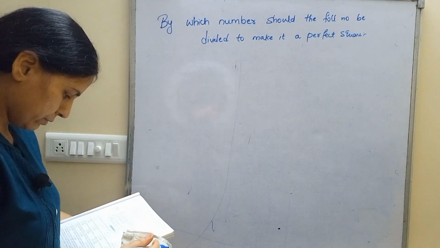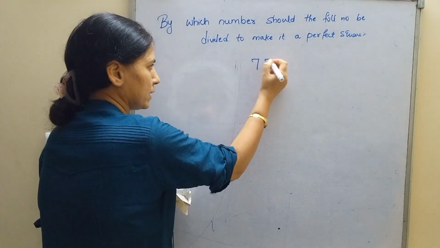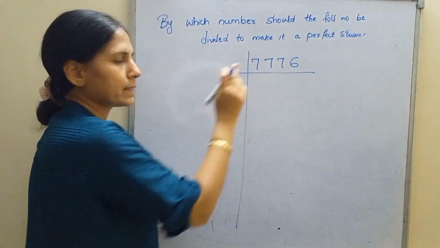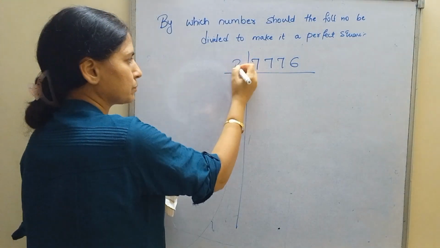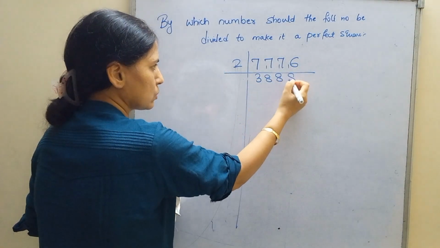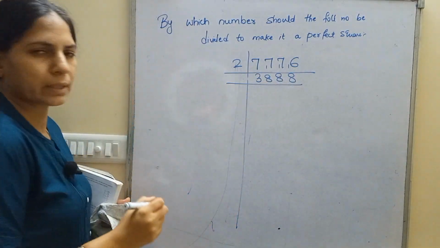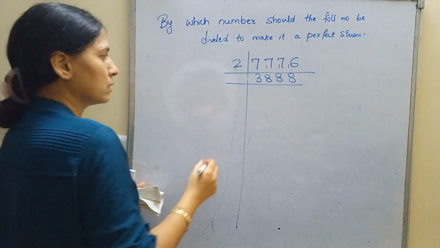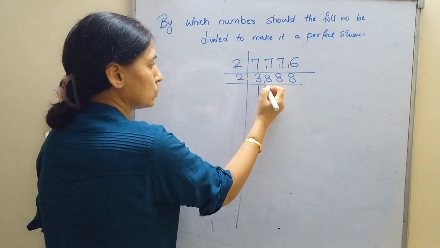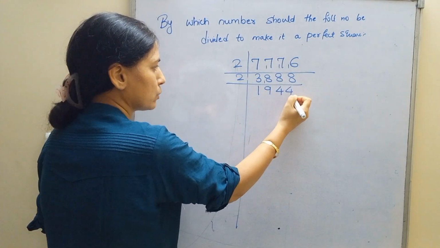Let's take a tougher one: 4 5 776. Okay, this number is divisible by 2. 2 3s are 6, 2 8s are 16. Okay, again it has to be divided by 2. 2 1s are 2, 2 9s are 18, 2 4s are 8.